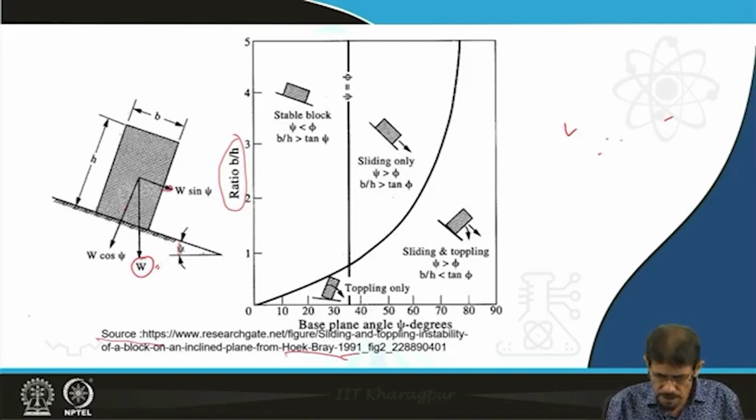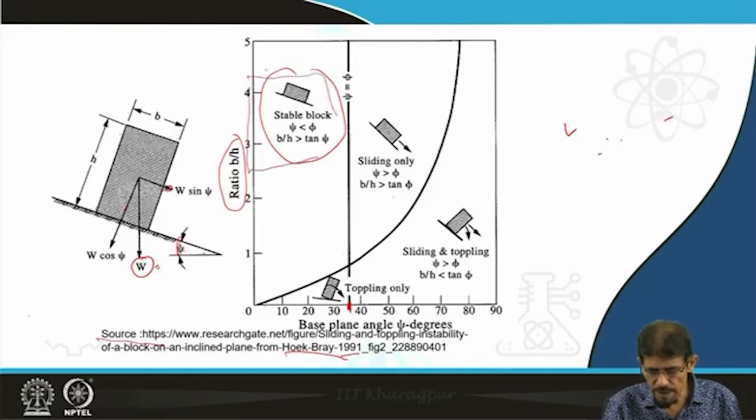The ratio of b to h, width by height, is 1, 2, 3, 4, 5. You can see this region where the angle psi is below 40 and the b by h ratio is in range, covering this domain. We are getting stable blocks because the base angle is less.